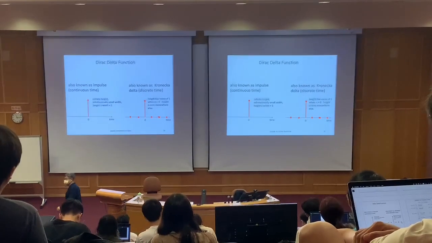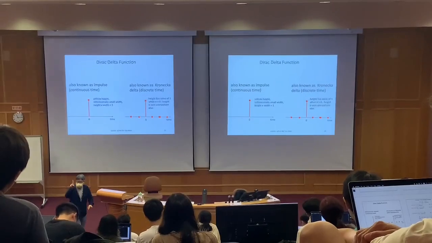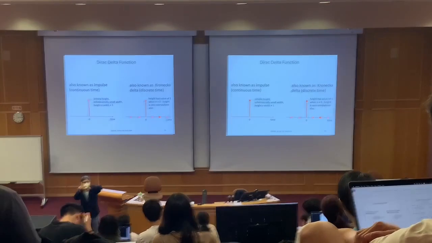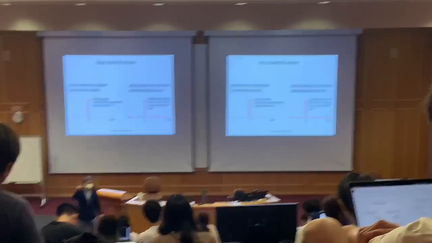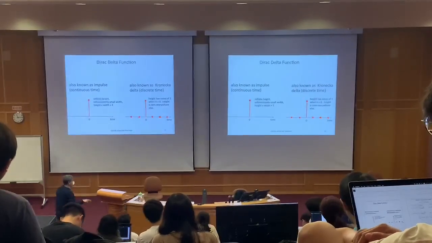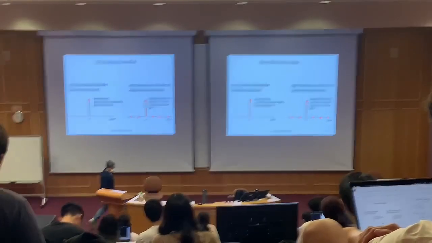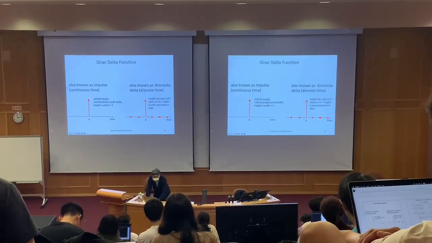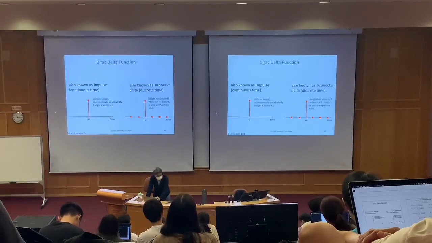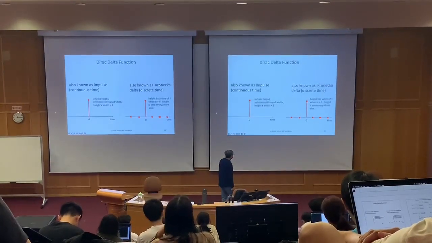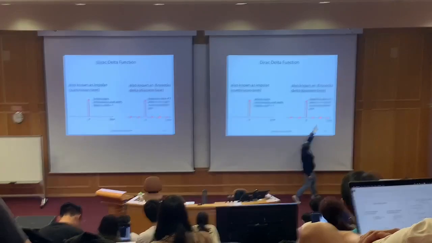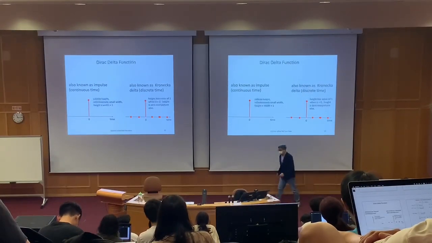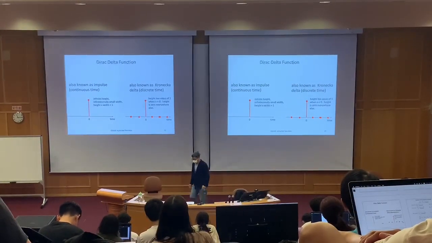In discrete time, it's even simpler. It's just a single point of unit length 1, understand? Discrete time. So that's impulse, and the rest are all zeros. These two dots should be 1 dot. This should be 1 dot.